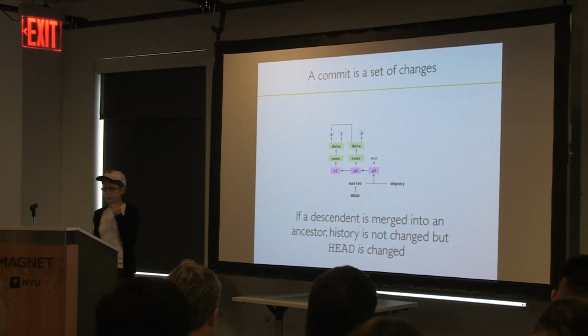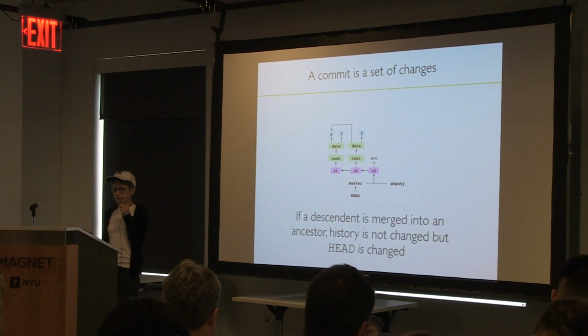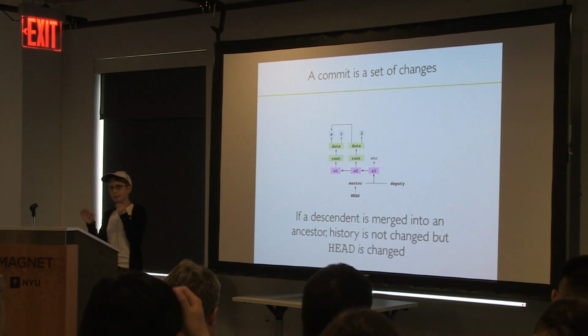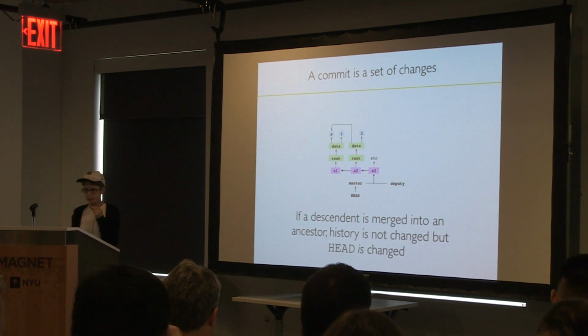Which is to say, if a descendant is merged into an ancestor, history is not changed, no new commits, but head is changed. Okay, so head got repointed to this new commit, to the existing commit.